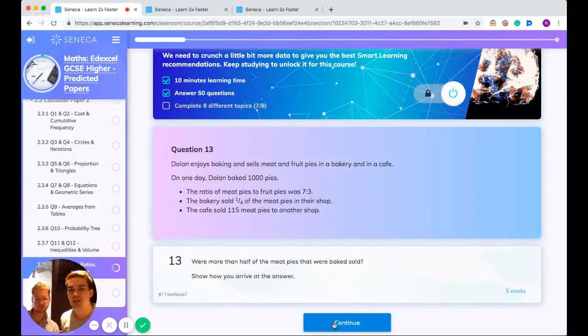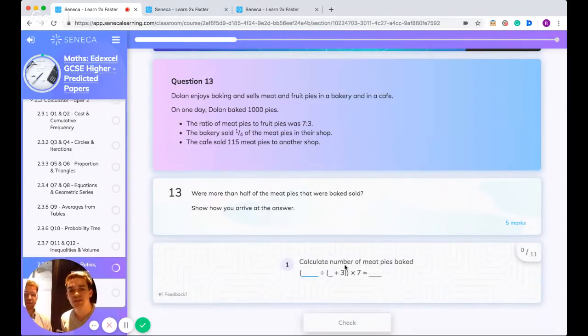So let's have a look at how we do that using the math. Calculate the number of meat pies baked. So we have 1,000 pies in total, and we're going to split it into the ratio 7:3. That's meat pies to fruit pies. So 7 + 3 is 10 in total. So you can think of it as there are 10 parts in total that we're going to split these 1,000 pies up into. 7 of those parts are going to be meat pies, 3 of those parts are going to be fruit pies, but we need to know how much is in each part.